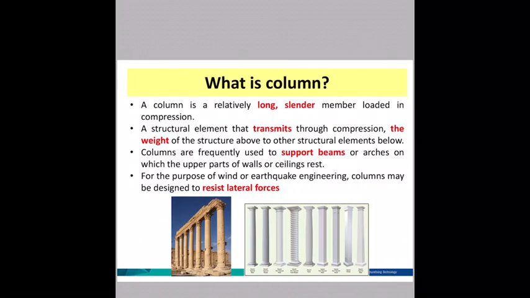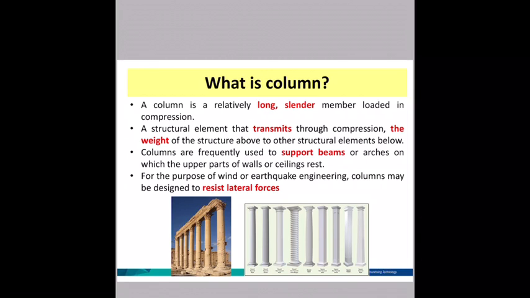What is a column? A column is a relatively long, slender member loaded in compression. It is a structural element that transmits through compression the weight of the structure above to the structural element below. Columns are frequently used to support beams or arches on which the upper parts of walls or ceilings rest. For the purpose of wind or earthquake engineering, columns may be designed to resist lateral forces.